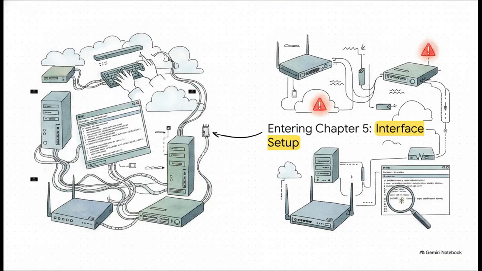Today, we're opening up Chapter 5 of our professional reference deck, and we're going to completely demystify interface configuration. We're going to use a real-world, over-the-shoulder approach to look at exactly what a network engineer types when they need to make the network come alive, and, just as importantly, how they fix it when the whole thing breaks down.